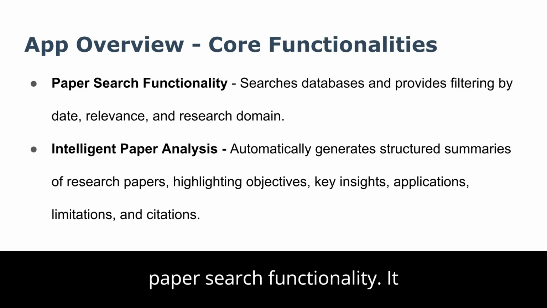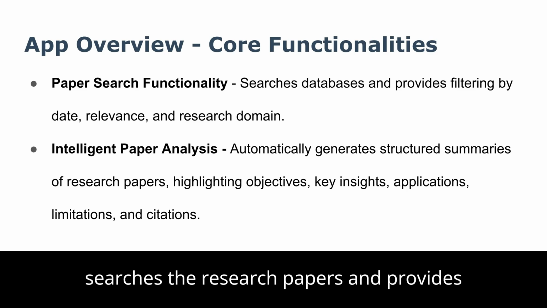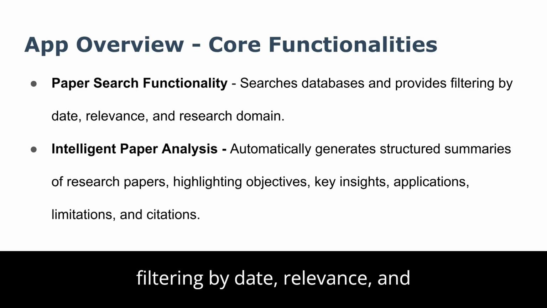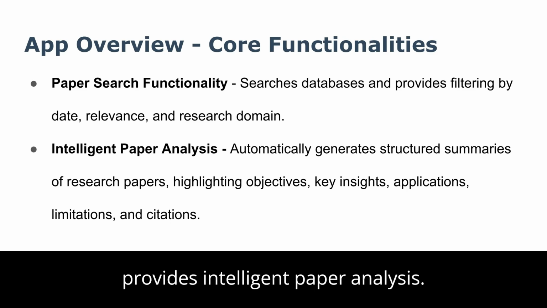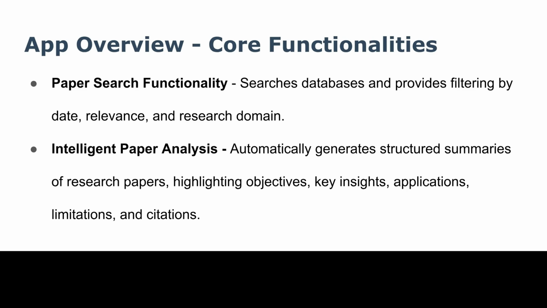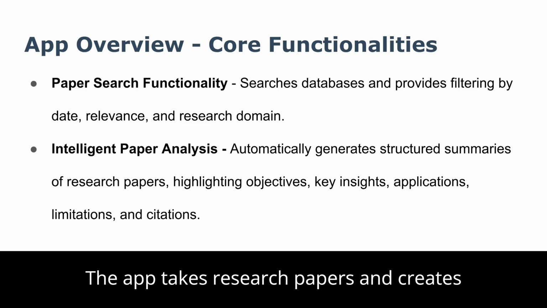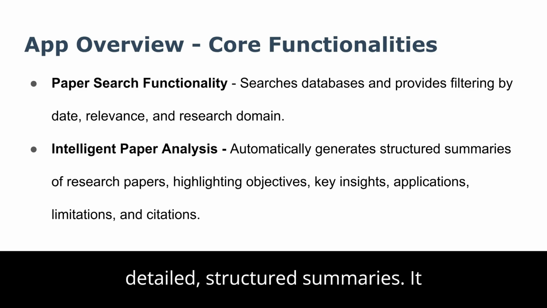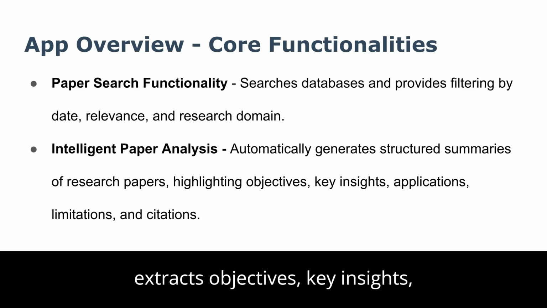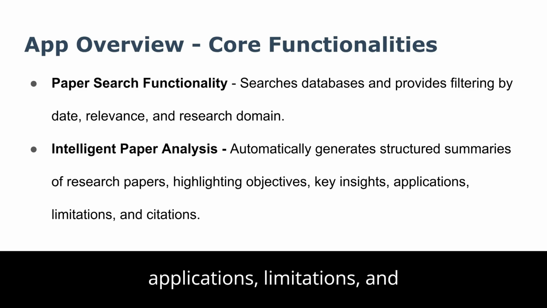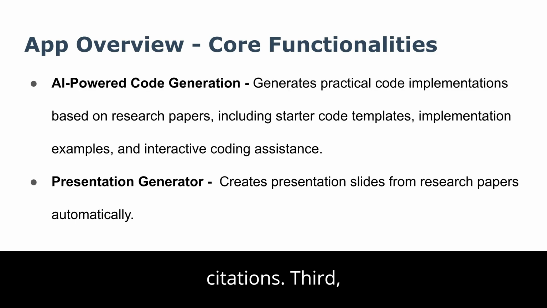First is the paper search functionality. It searches the research papers and provides filtering by date, relevance, and research domain. Second, it provides intelligent paper analysis. The app takes research papers and creates detailed structured summaries. It extracts objectives, key insights, applications, limitations, and citations.